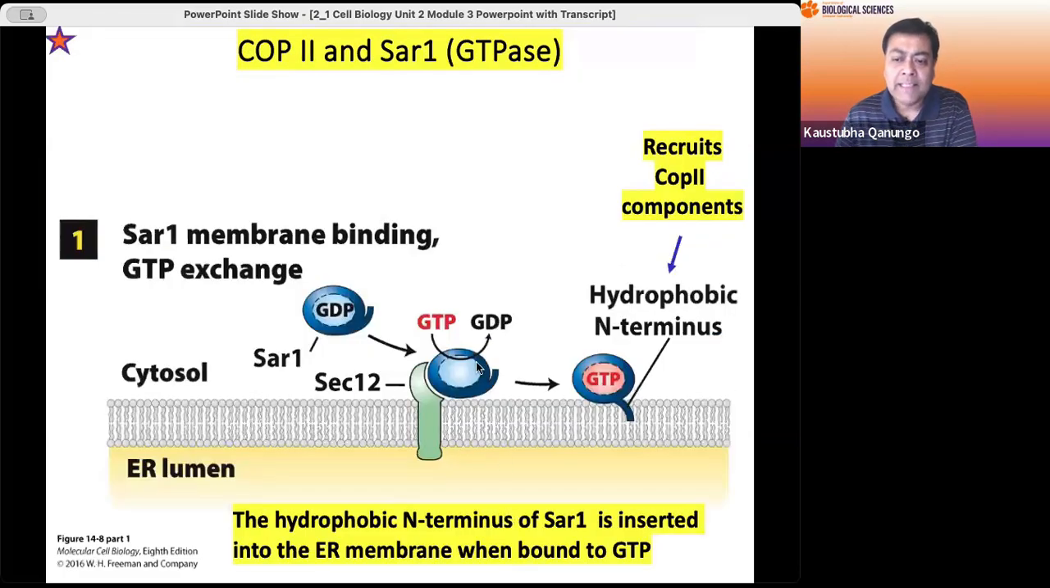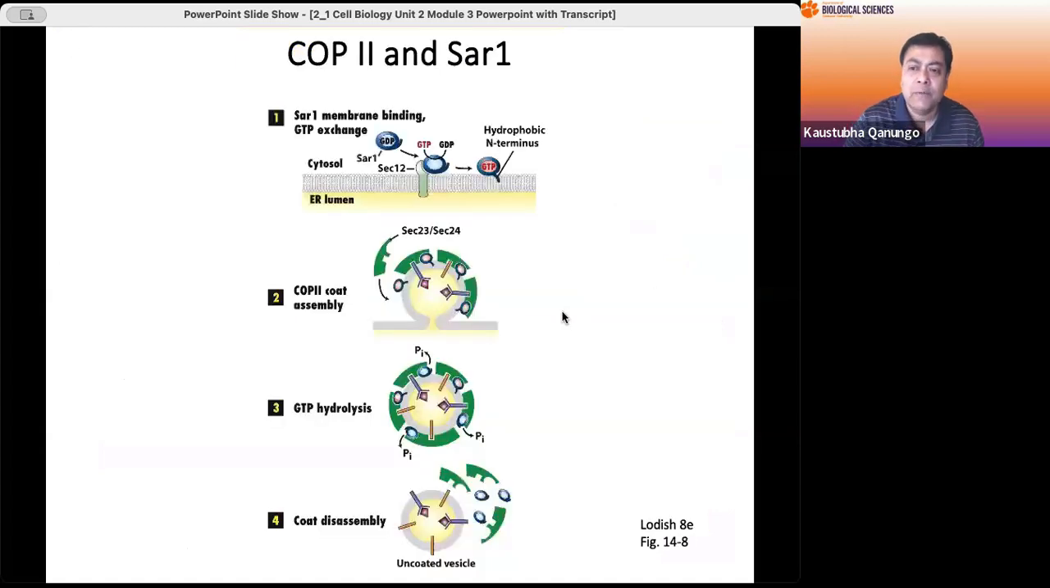So let's see what is happening. This is an inactive GDP-bound SAR1. Now this SEC12, your guanine nucleotide exchange factor, replaces the GDP with a GTP. Now the GTP-bound SAR1 extends that tail, which is a hydrophobic N-terminus, and it inserts into the membrane. And this SAR1 will be used as a scaffold to recruit these COP2 components. Let's see how it happens.